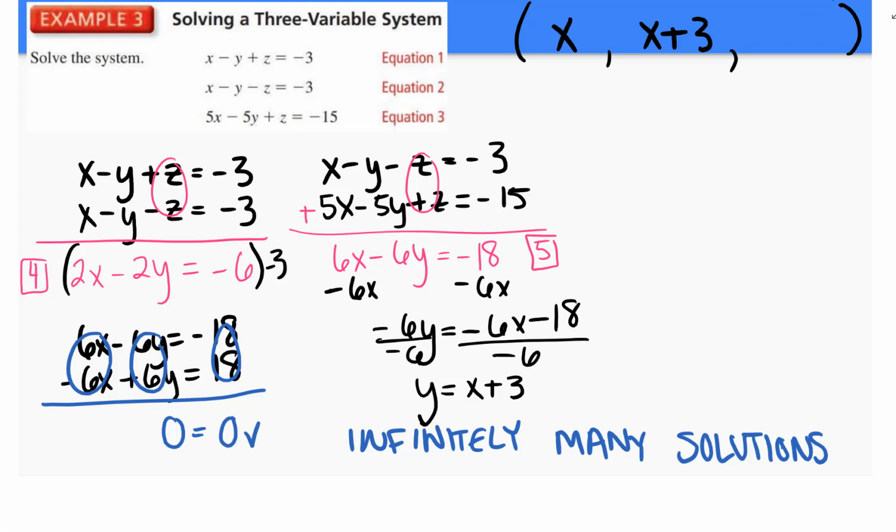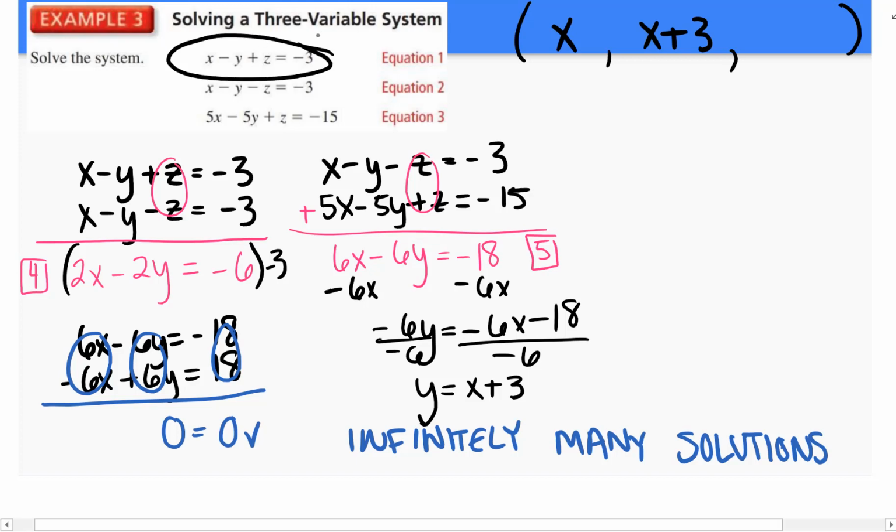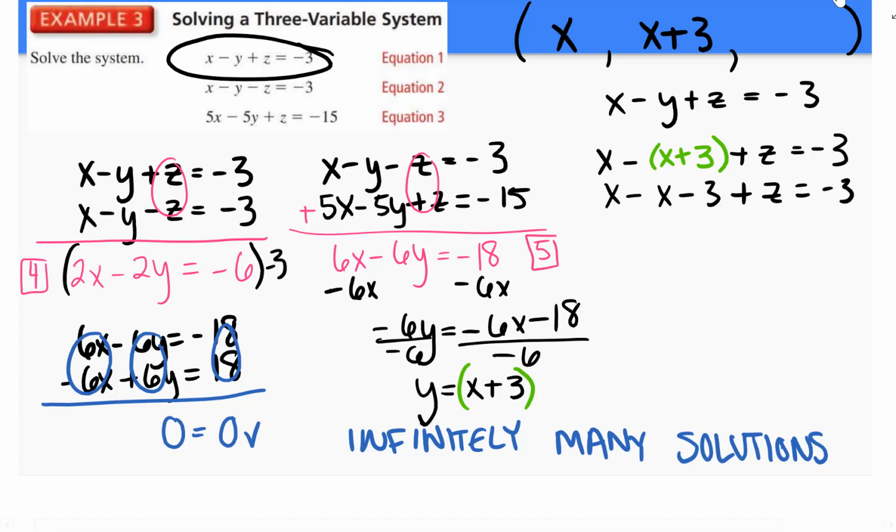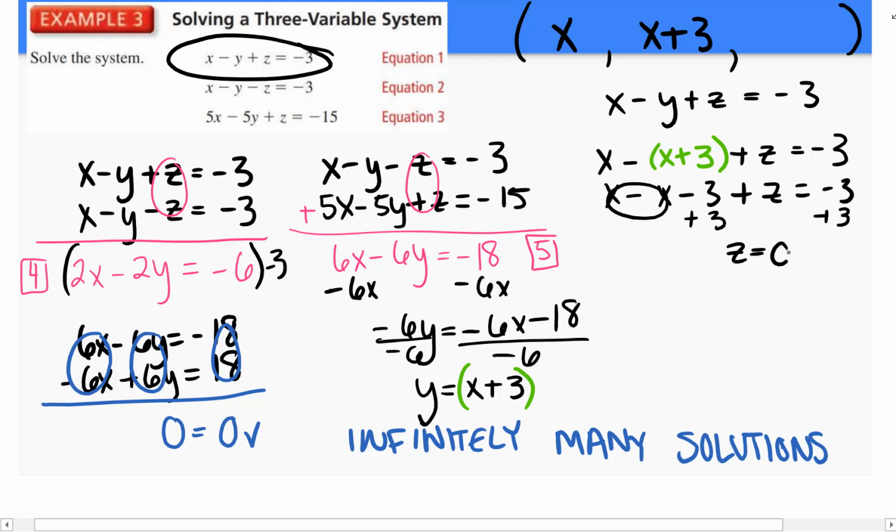But what would z be? Okay, so I'm going to take one of the original equations. I'm going to use substitution to replace the y with this group x plus 3, which is equivalent to y. And as we solve this, we do end up with z equal to 0. So there are infinitely many solutions, but all solutions will come in this form.